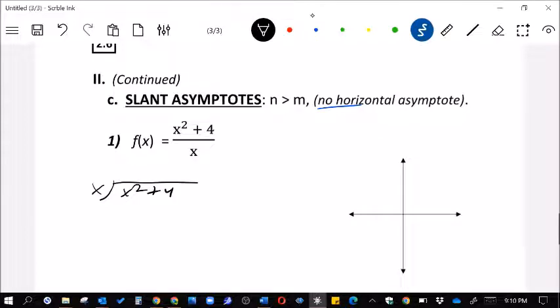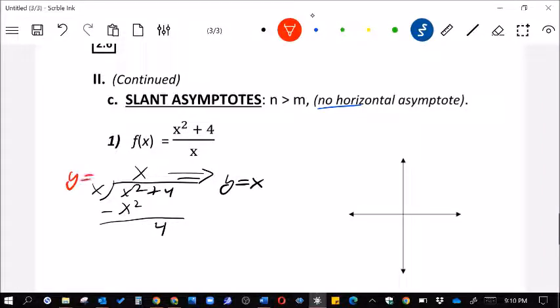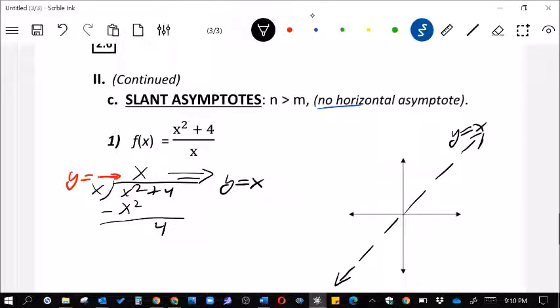Well, x, in order to make x squared, is going to be x. So x times x is x squared. So I subtract that, and I get just 4. Well, x can't be made into 4. Therefore, this becomes y equals x. So what we do is we set y equals whatever the result is. So in this case, there would be an asymptote at y equals x, which is graphed as that diagonal line, y equals x.